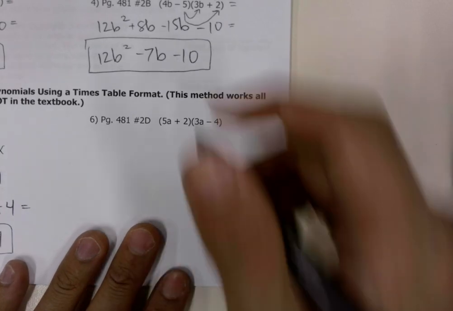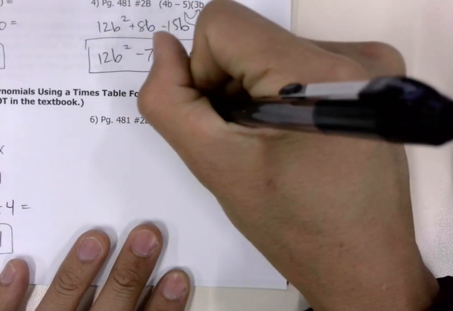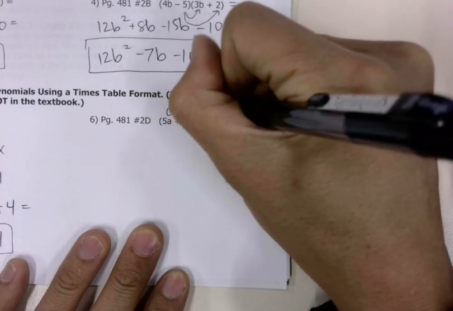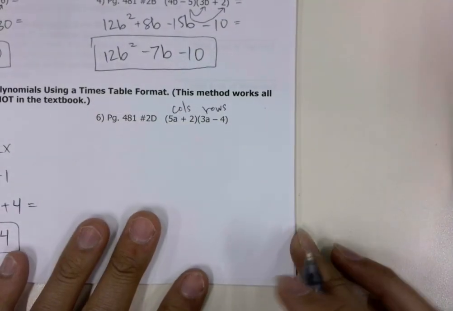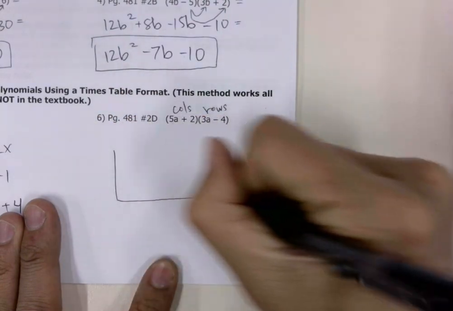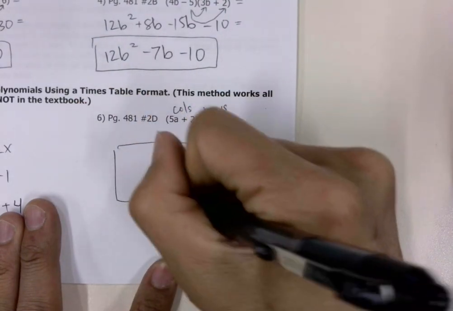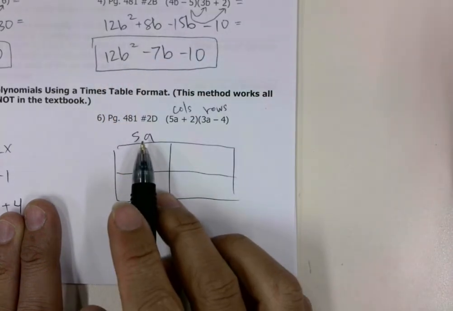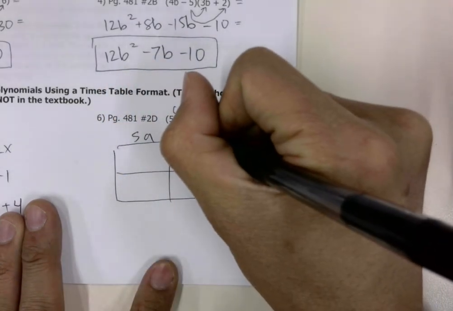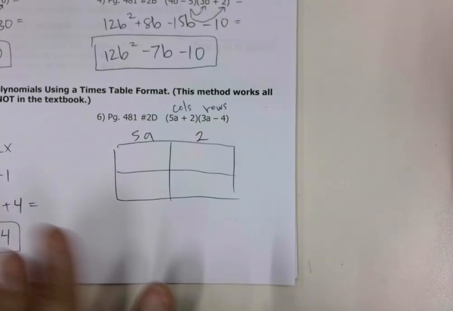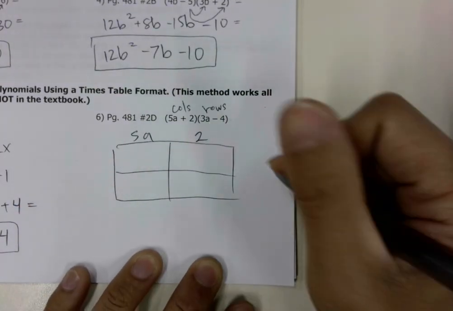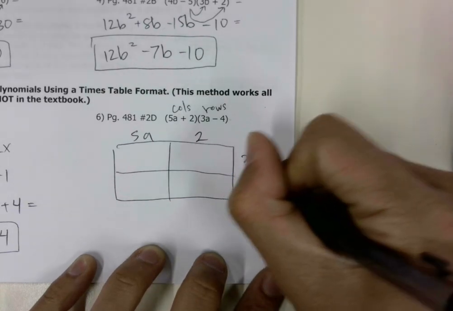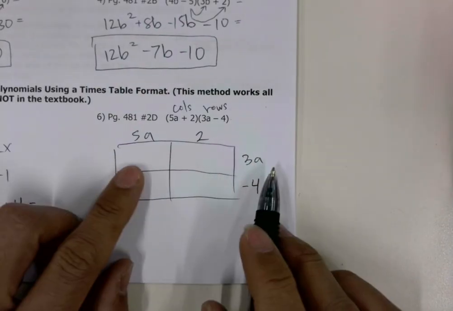You can see here that we have two terms in the first polynomial. That's going to be our columns. And then we have two terms in the second polynomial. That's going to be our rows. So let's go ahead and draw out our times table. And I'm going to put my 5a here, my first term in the first column, and then my second term of the first polynomial in the second column. The first term of the second polynomial here is the first row, and the second term in the second polynomial as my second row. And then we're going to go ahead and multiply.